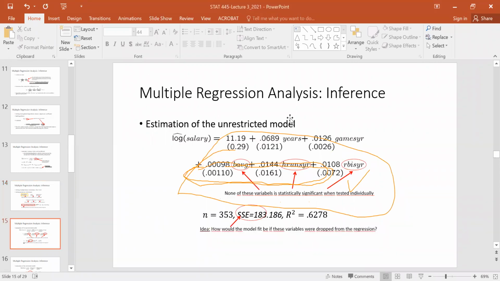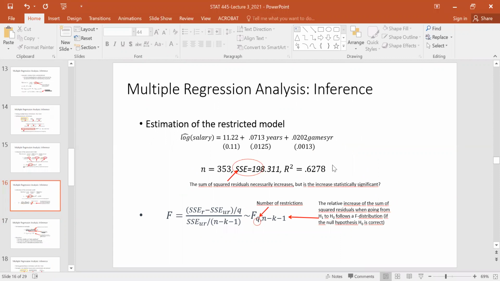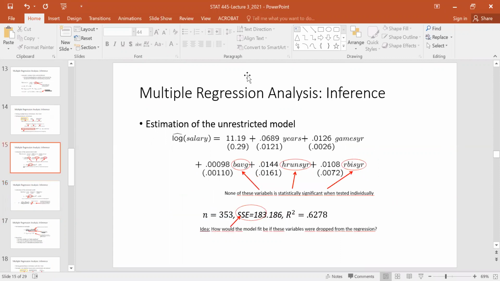That has been run for us here generously, and we have the standard errors. We have N, SSE, R squared. Okay, now we need the restricted model also run for us. This is the restricted model. Remember, the unrestricted is the full model. It has all the regressors, 1, 2, 3, 4, 5.